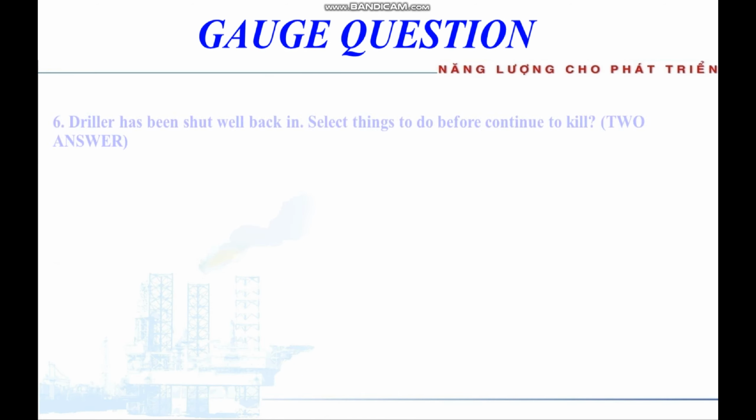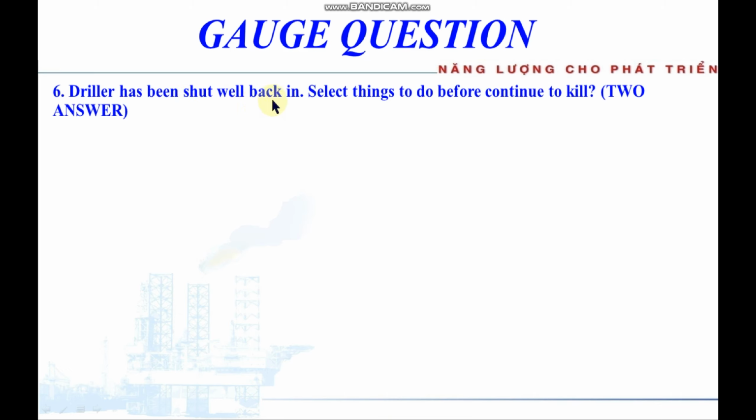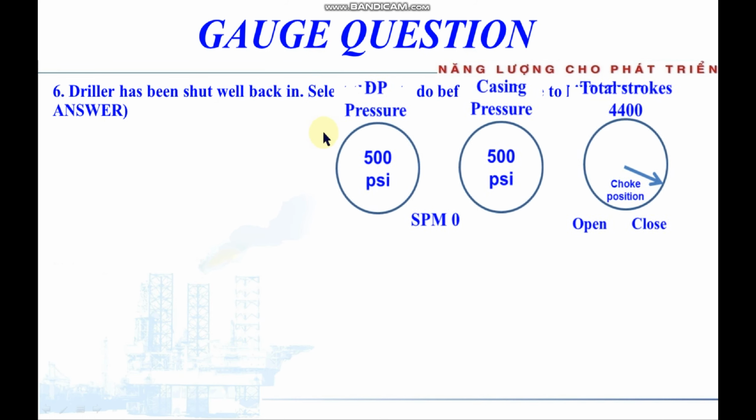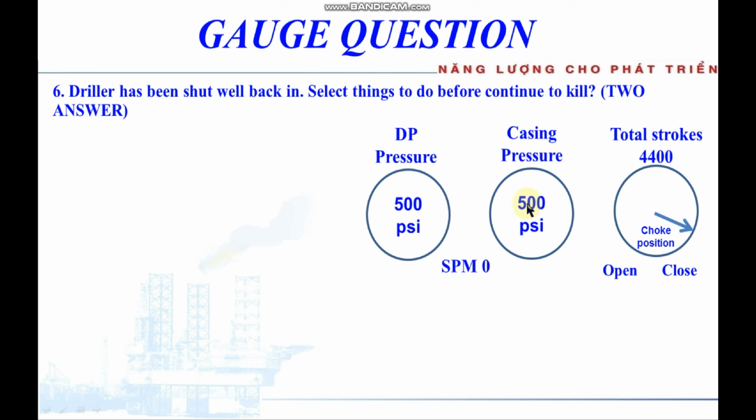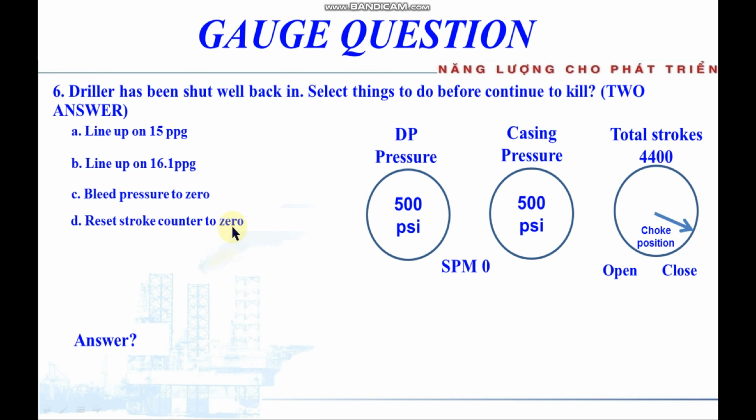Question 6. The kill has been set well in the well. Select things to do before continuing. Two answers, remember two answers. Drill pipe pressure 500, casing pressure 500, total choke 400, SPM 0. A. Line up on 1500 PSI. B. Line up on kill line. C. Bleed pressure to zero. D. Reset choke counter to zero. The answer, two answers: D. Reset choke counter to zero, and B. Line up on kill line.